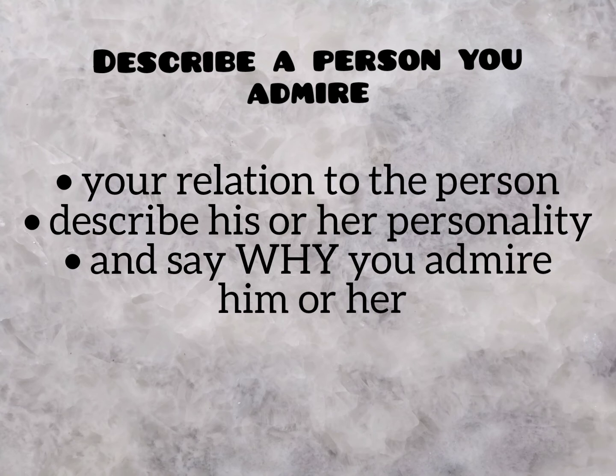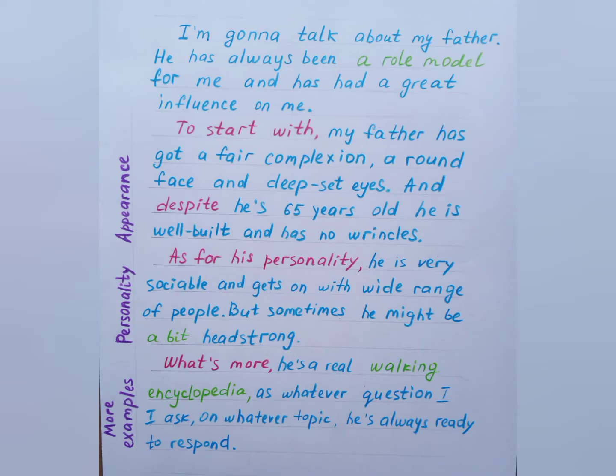Describe a person you admire. Your relation to the person, describe his or her personality, and say why you admire him or her. I'm gonna talk about my father. He's always been a role model for me and has had a great influence on me. To start with, my father has got a fair complexion, a round face, and deep-set eyes. And despite he's 65 years old, he's still well built and has no wrinkles.